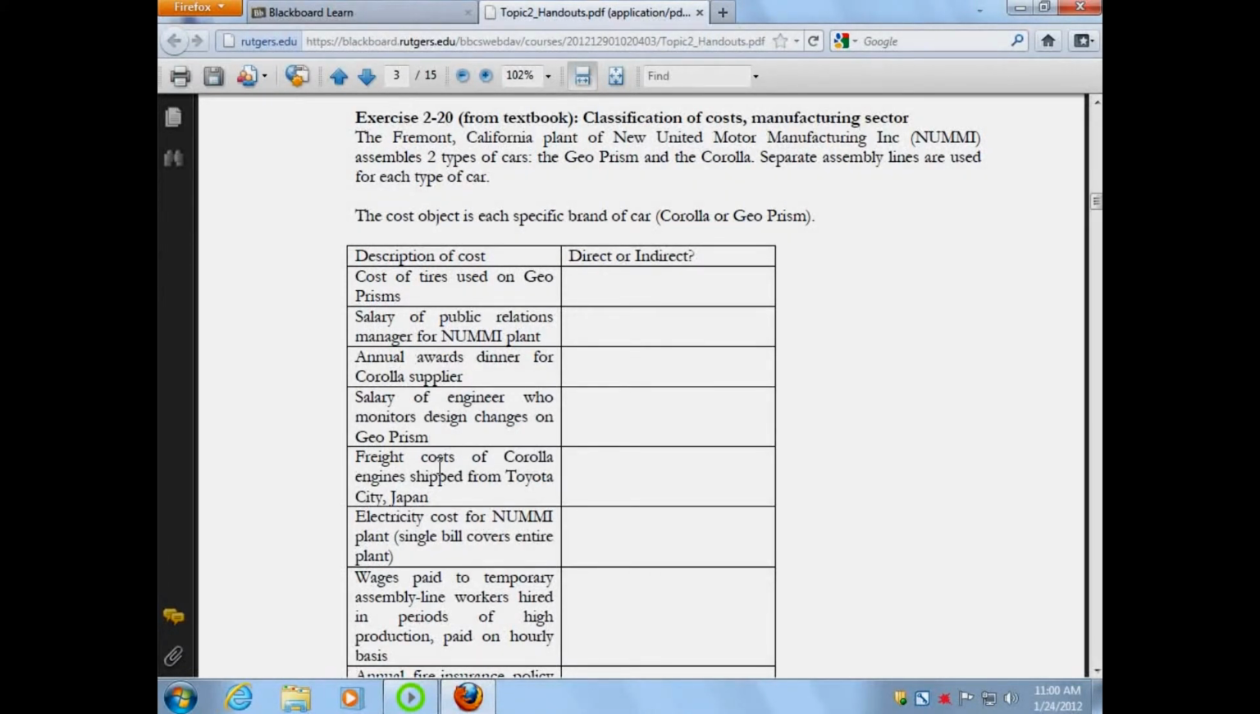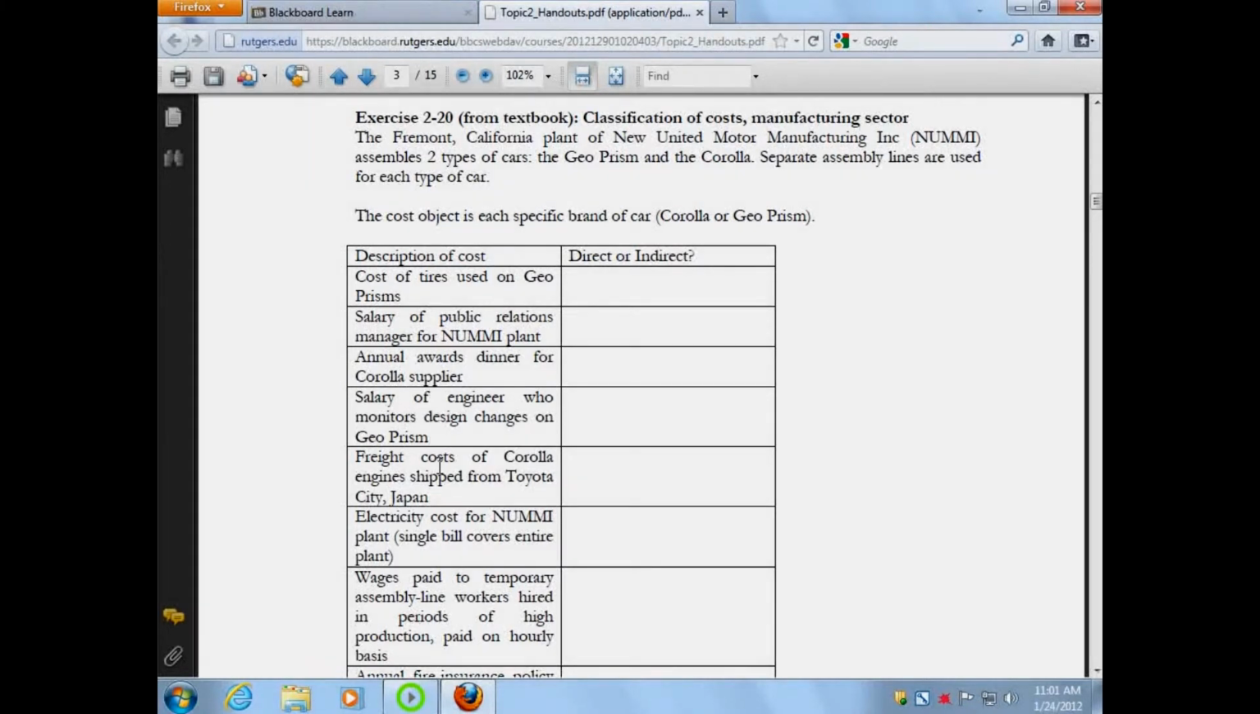The freight costs of Corolla engines shipped from Toyota City, Japan. Oh, I'm sorry. The salary of the engineer who monitors design changes on the Geo Prism. Direct with respect to the Geo Prism, right? Unrelated to the Corolla. And the freight cost of Corolla engines, obviously a direct cost of the Corolla, right? Let's look at the last two there.